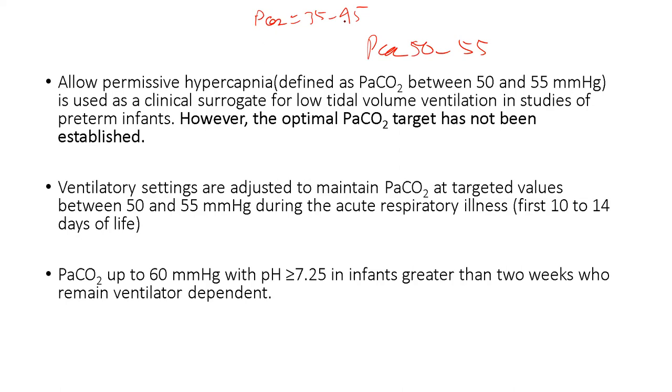The same way as when we discussed bronchopulmonary dysplasia and persistent pulmonary hypertension. So we allow those tiny babies to tolerate a slightly higher PCO2 as long as the pH remains more than 7. As long as your pH is more than or equal to 7.25, you're good. So you leave the baby with slight hypercapnia, a PCO2 of 50 to 55. Okay?